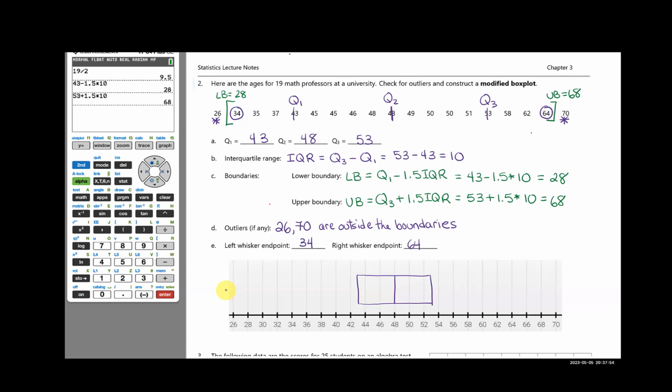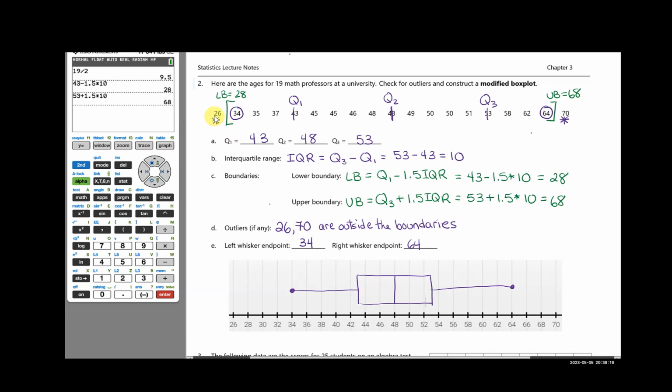So the left whisker ends at 34. The right whisker ends at 64. Sorry, that line didn't look too straight there, but there's my other whisker. So this graph is appearing basically symmetric. But then we will go ahead and identify our outliers.